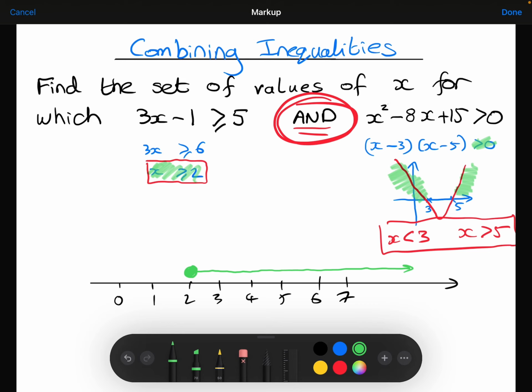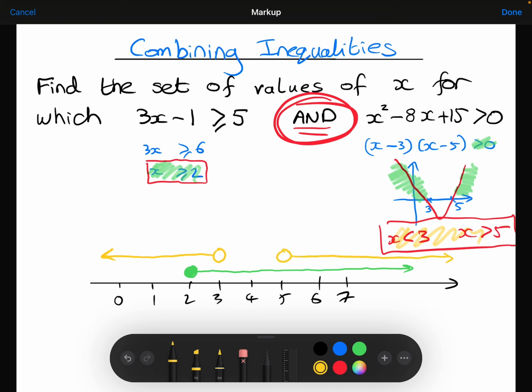And now in yellow, I'll put this inequality on, which is saying that x has to be less than 3. So just above, I'm going to do this. X is less than 3, which is all of those values, or greater than 5, which is all of those values.